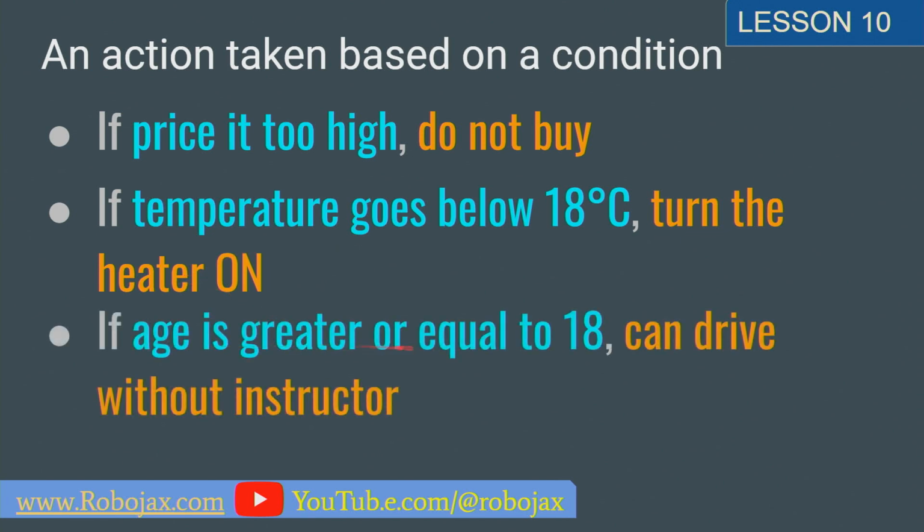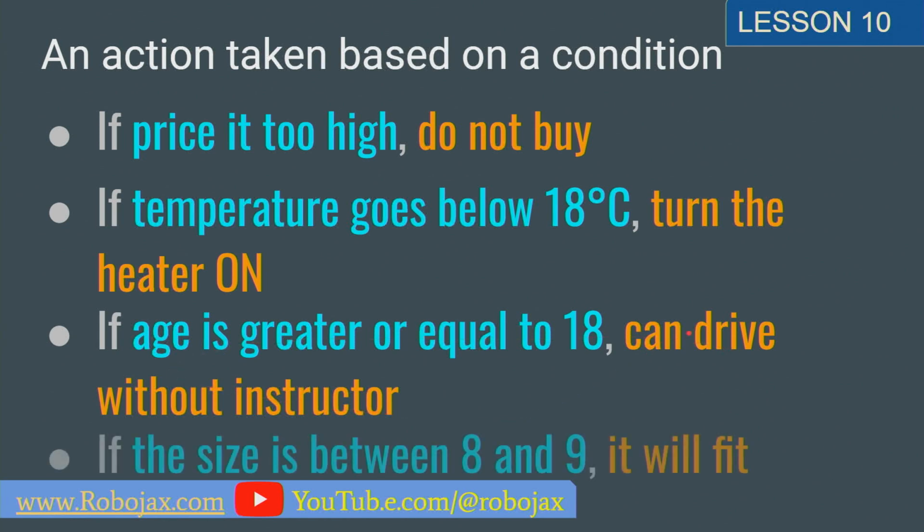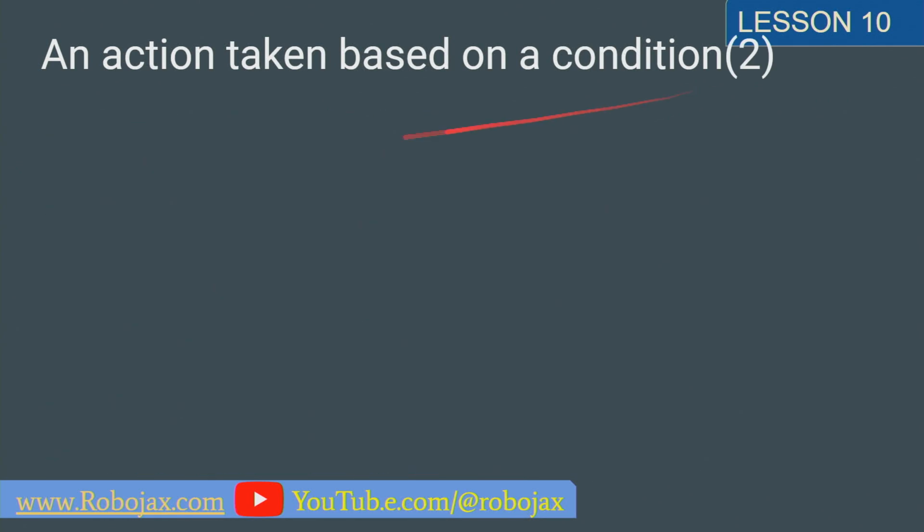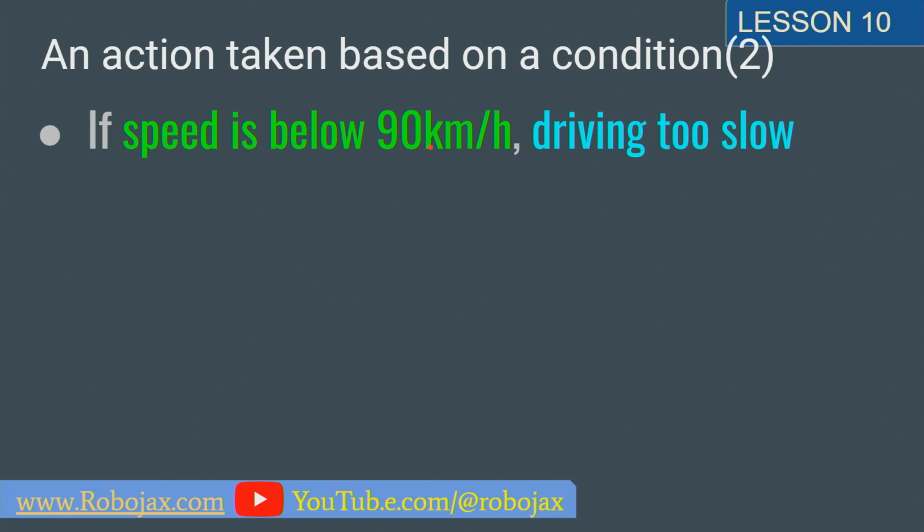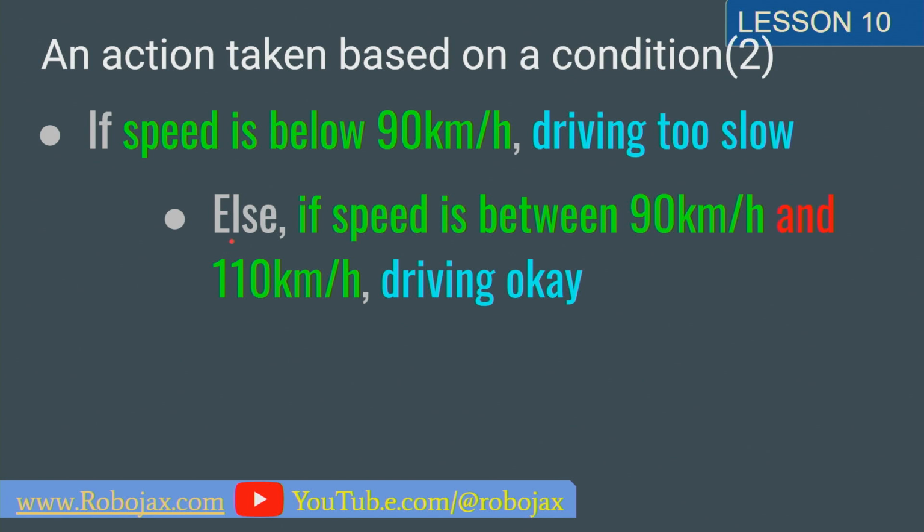Or if age is greater or equal to 18, can drive without instructor. Or if the size is between 8 and 9, it will fit. So these are all conditions, and these are the actions that we take. Another one: if the speed is below 90 km per hour, driving too slow. Else, now we have else, we introduce something else. Else, if the speed is between 90 km per hour and 110 km per hour, driving okay.